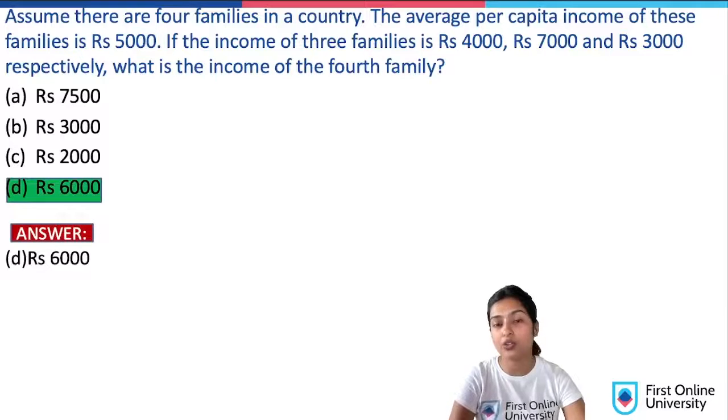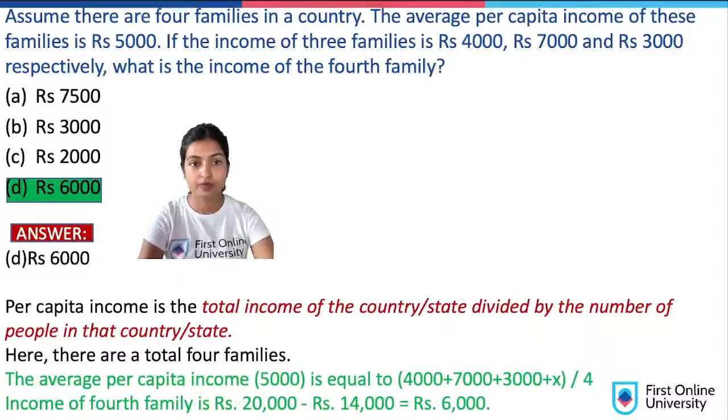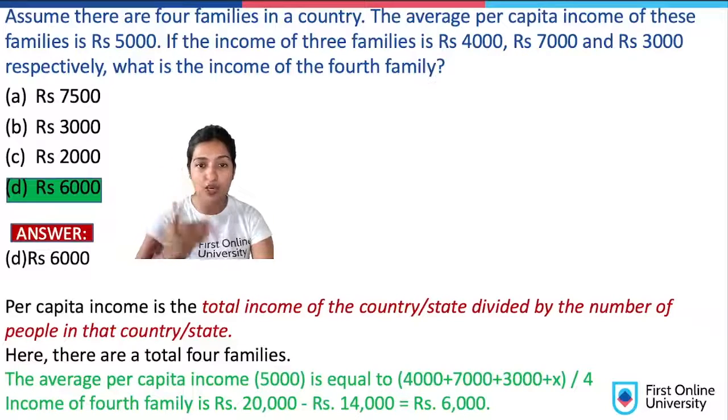Now let us see how rupees 6,000 has come into the picture. So what do we understand by per capita income? It is the total income of the entire country or the state divided by the number of people who are residing in that country or state. Here we know that the number of families is 4. So that is going to be your denominator.